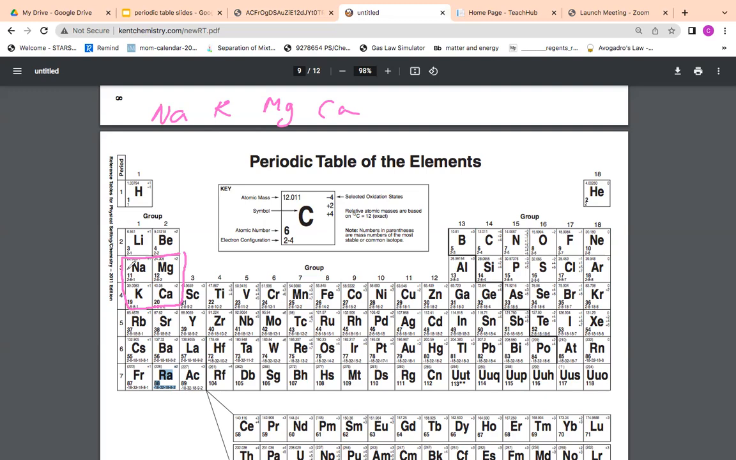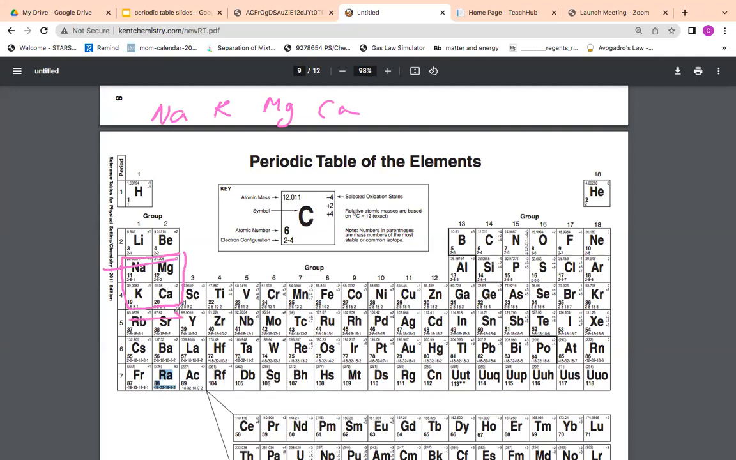Now, the ones that we can knock off right off the bat are sodium and magnesium. They're in period 3, meaning that they have 3 shells. Potassium and calcium, they're in period 4. They have 4 shells, so naturally they're bigger. Now it's really then between potassium and calcium.